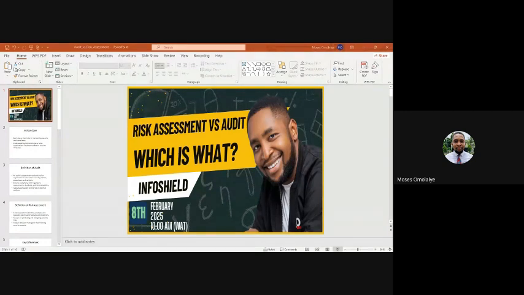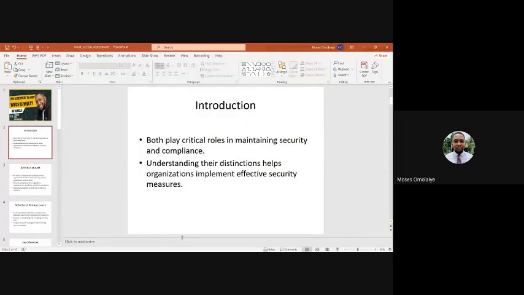So now, I had said before in this introduction that both risk assessment and audits are vital. They play key roles in maintaining security compliance. But it also helps when we can understand the differences between the two. Because if we don't understand the differences properly, then we would end up mixing which is what. And that is what we are here to demystify.